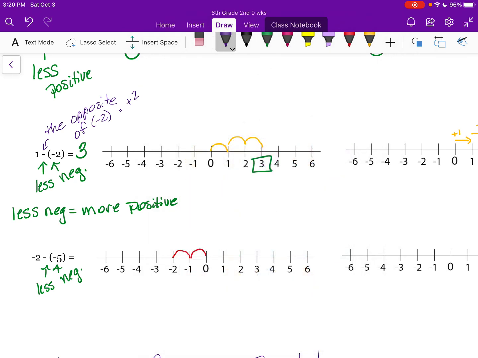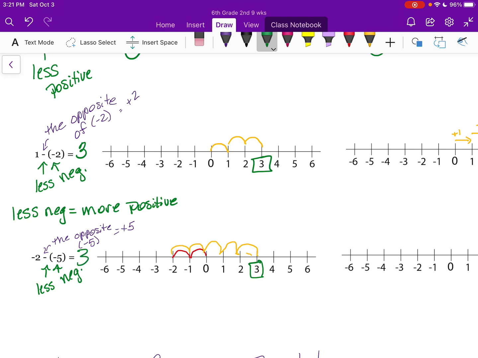Or we could think of it as the subtraction sign as the opposite of -5. And the opposite of -5 is a +5. So we're going to get more positive. So less negative is more positive, or the opposite of -5 is a +5. So that means we're going to go to the right 5 times. So 1, 2, 3, 4. My little bunny hops look funny. 5. And so we ended up at 3.